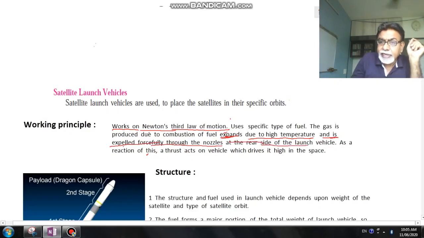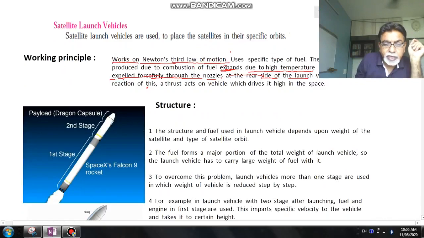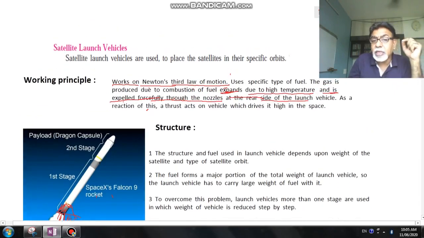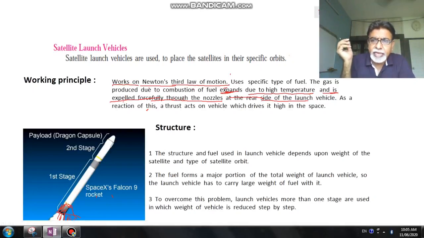Look here, this is the launch vehicle I have shown you in the picture. This is the rear end of the launch vehicle, and it has nozzles, and out of these nozzles the gas is released. As a reaction to this, a thrust acts on the vehicle. A huge thrust force in the upward direction acts on the vehicle, which drives the vehicle high into space with high velocity.